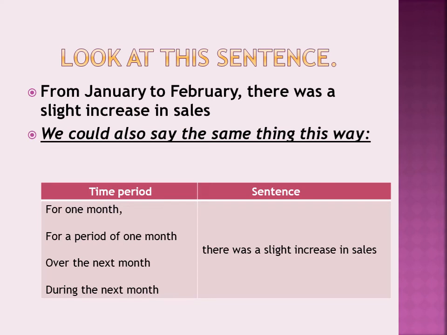Now, let us look at this sentence. From January to February, there was a slight increase in sales. We could also say the same thing this way, changing the time period from January to February. So for this time period, we can also state it like this: for 1 month, or for a period of 1 month, or over the next month, or during the next month. So we have learned how we can use verb or noun to bring variation in our sentence construction. Now we have learned that time period can also be stated in different ways.